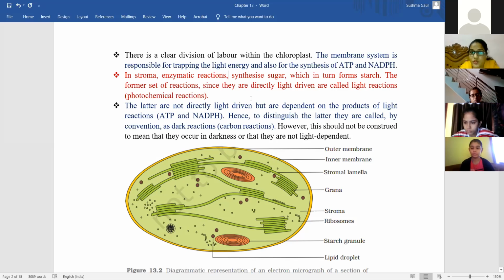The reactions involving ATP and NADPH are directly dependent on light. Therefore, these are known as light reactions or photochemical reactions, whereas sugar and starch synthesis is not directly dependent on light. To distinguish between the light and dark reactions, they have given it another name, dark reaction, which involves carbon reactions or synthesis of carbon. So dark reaction doesn't mean that they will occur at night or in darkness. They have just given two different names, light reactions and dark reactions, to distinguish the different processes occurring in the chloroplast.